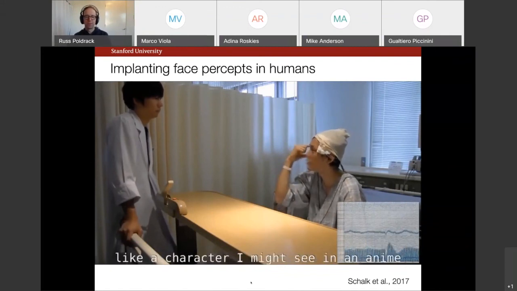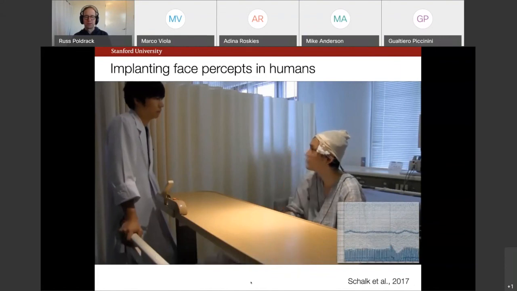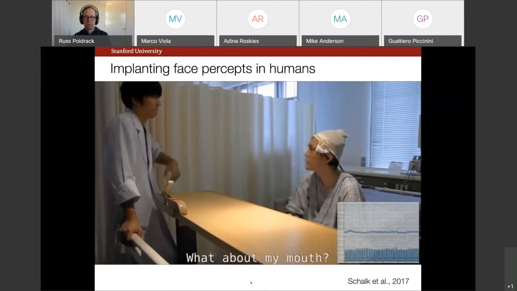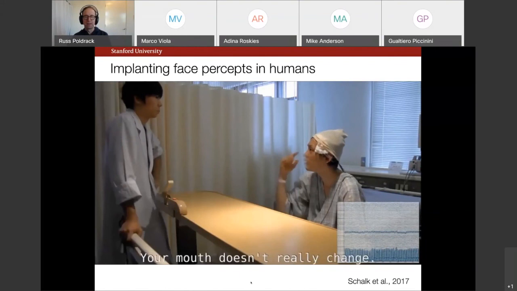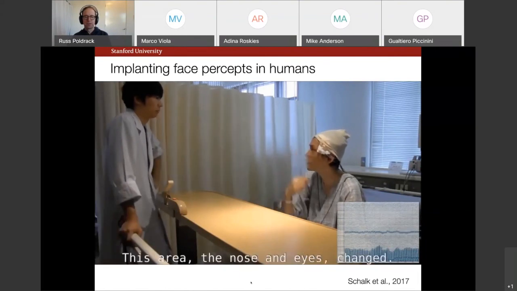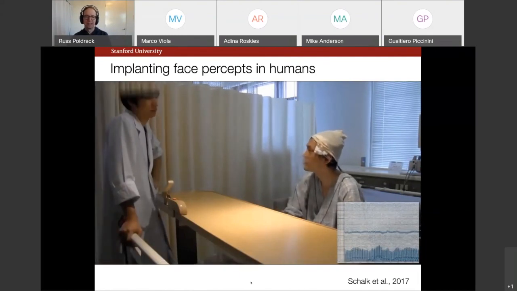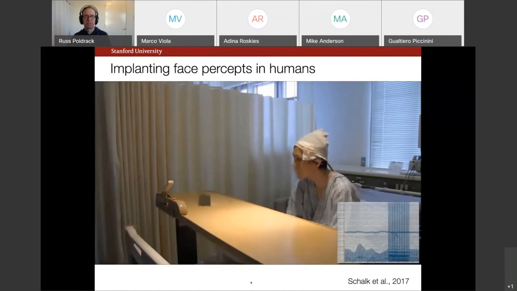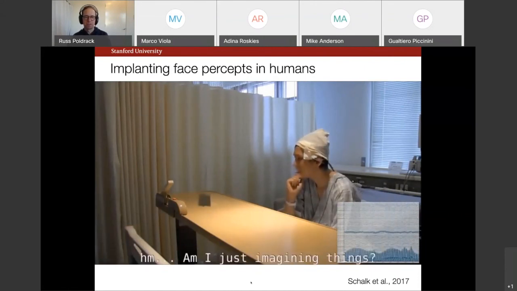So clearly this stimulation of this area both can drive perception of faces when they don't exist and change the perception of a face when it does exist, showing that it is an area that seems to be essential for face perception.